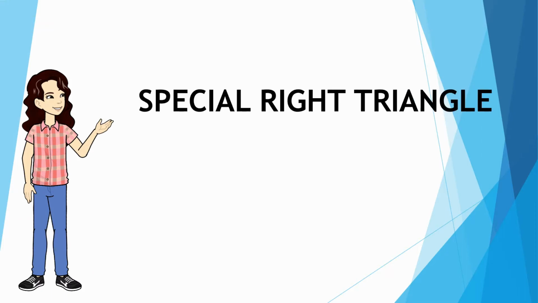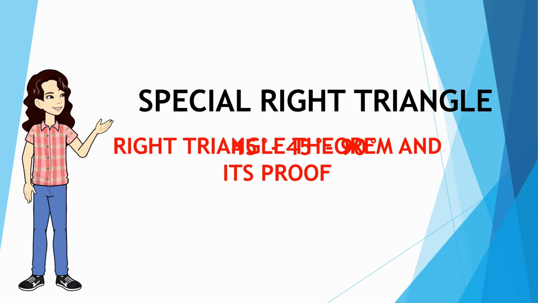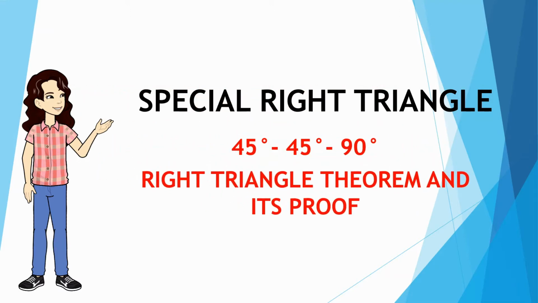Our topic for today is all about special right triangles. So we have two special right triangles. The first one is the 45 degrees, 45 degrees, 90 degrees. So we have the right triangle theorem and its proof.